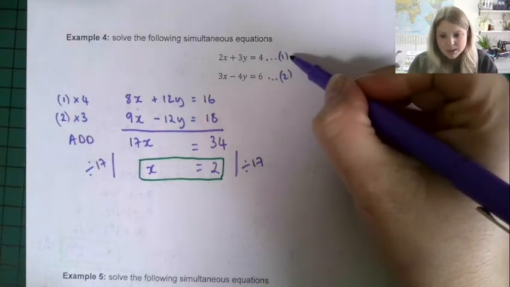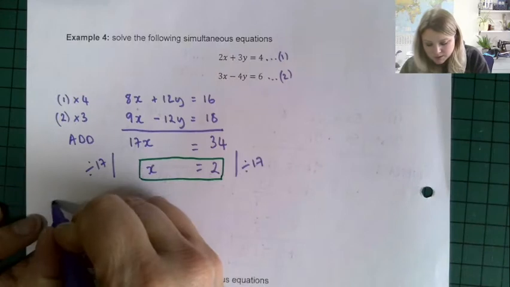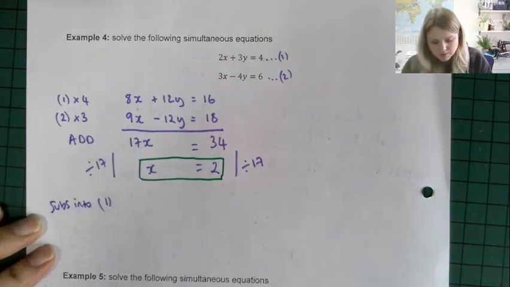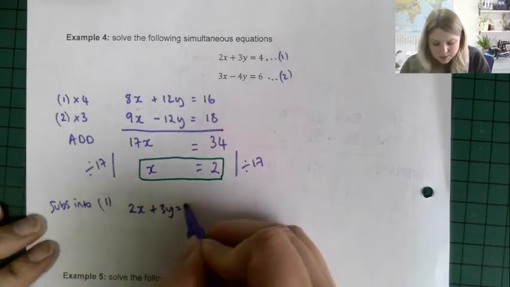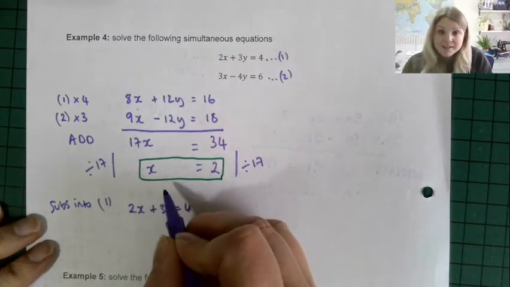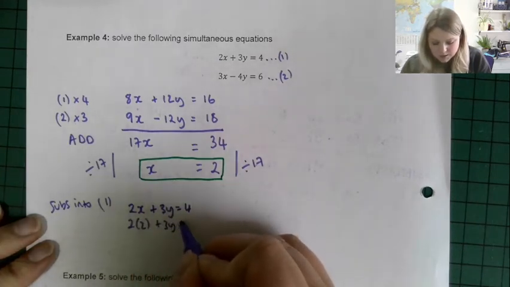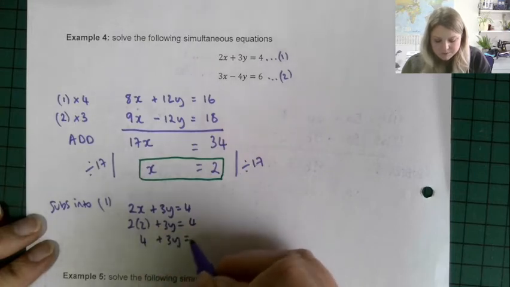I would probably go here for equation 1, and again, because there's no negatives in it. So if I substitute into 1, then it was 2x plus 3y equals 4. Well, we now know that x is 2. So 2 multiplied by 2 plus 3y equals 4. 2 multiplied by 2 is 4. Oh, look at this.